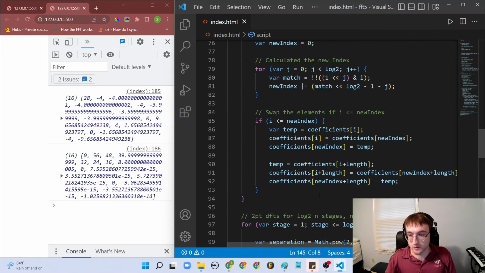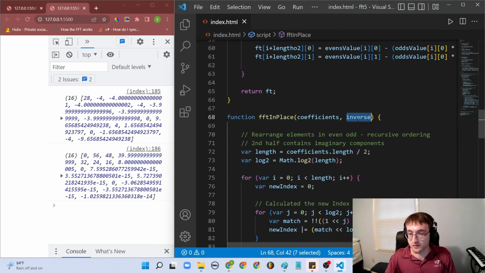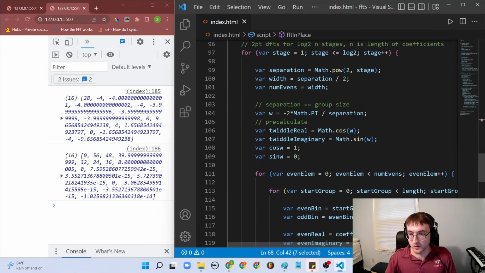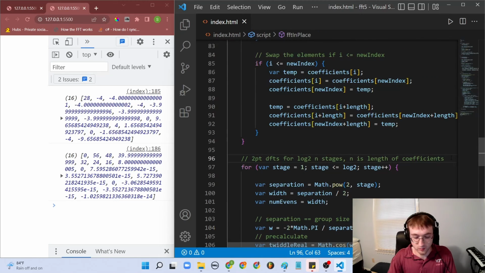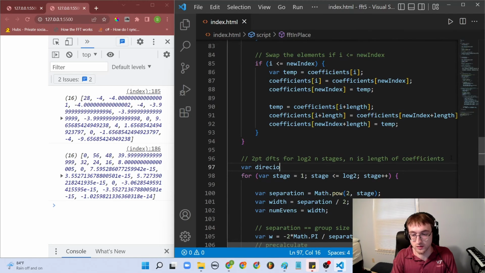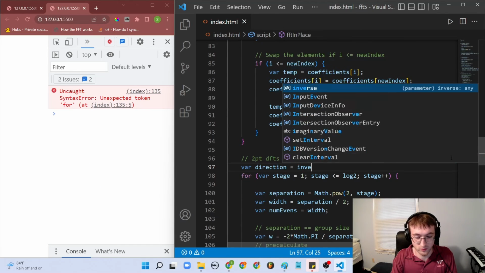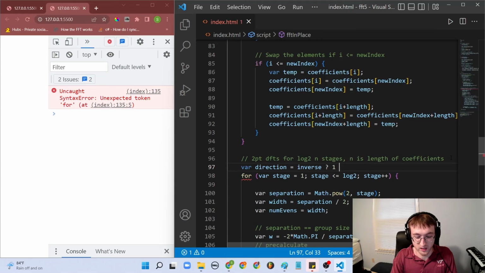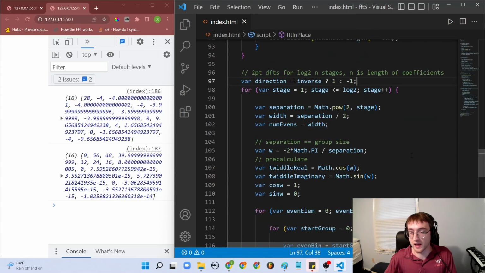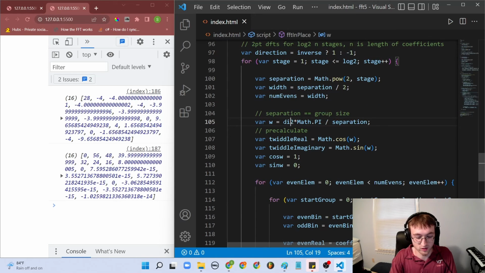All right, and so we have this flag that says inverse. Now the only thing we need to change, we've already done this with the discrete Fourier transform, so hopefully you know that by now. Basically, we'll just add this variable called direction, which will be either positive or -1. And so if we're doing the inverse, then we want to make it 1, otherwise -1 like we have been doing, and then we'll say direction here.